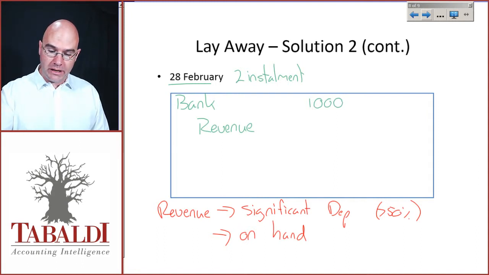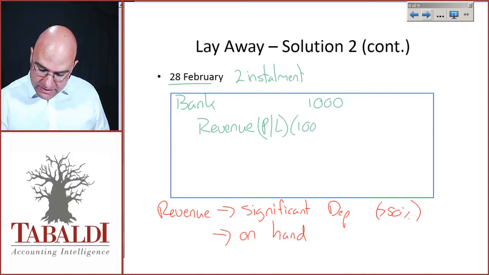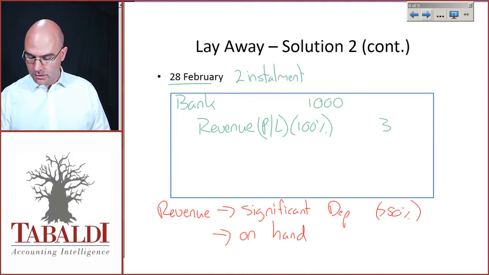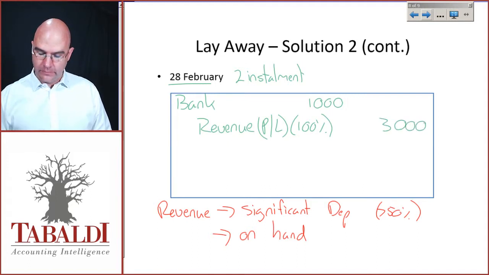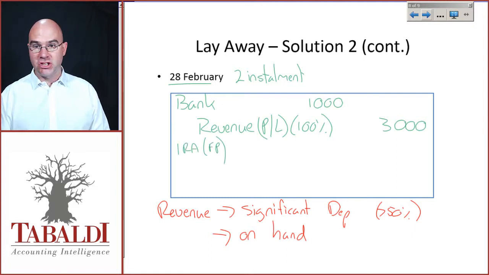So, therefore, I will recognize revenue in profit or loss. And remember, it's revenue from sale of goods. So, always 100% of revenue on a specific date, please. Credit the 3,000. Okay. Now, where's the remaining debit going to come from? Well, the remaining debit, I know I had an income received in advance account, financial position from the January journal, but that was only 1,000.